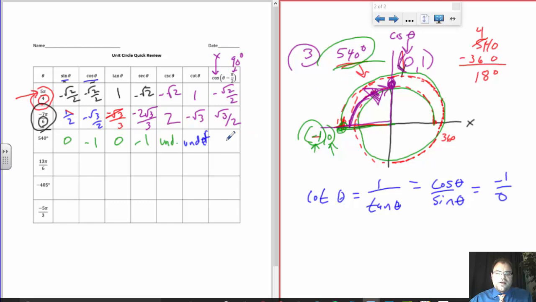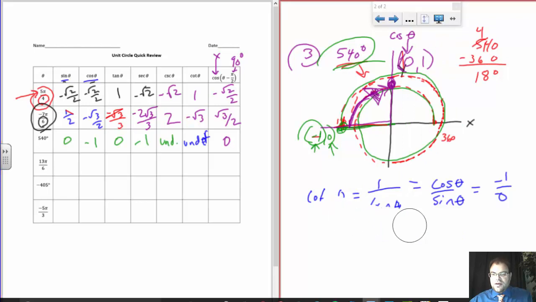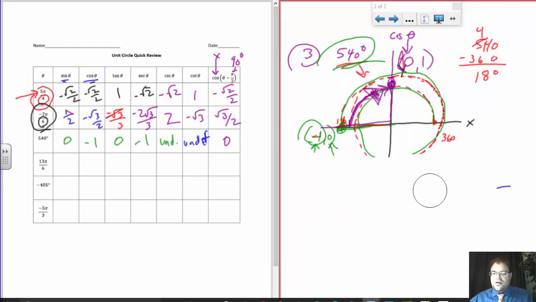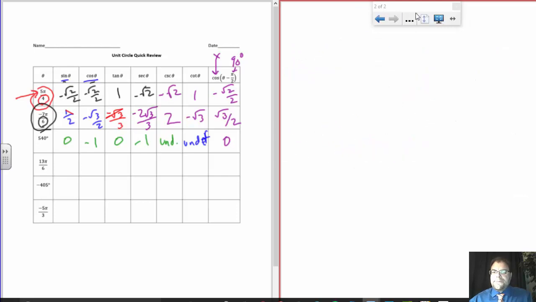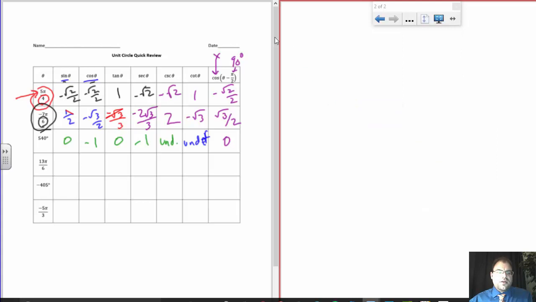That's it. Okay, we actually have finished half of this review. And remember, the only reason it's taking so long is because I'm explaining everything. So, like I said, this is not really how long it should actually take to complete without the explanation. So let's do number 4 here, which is 13 pi over 6. This requires careful explanation.